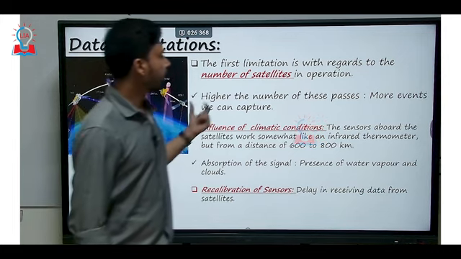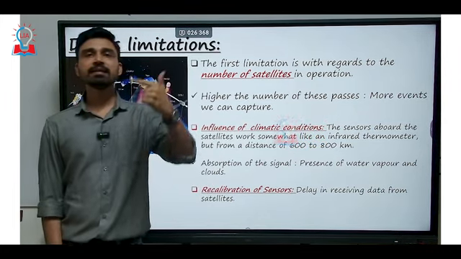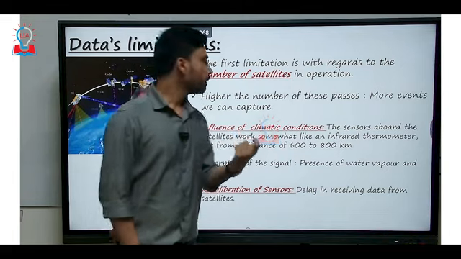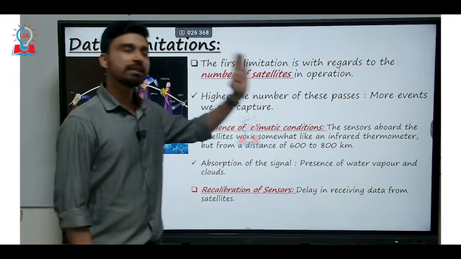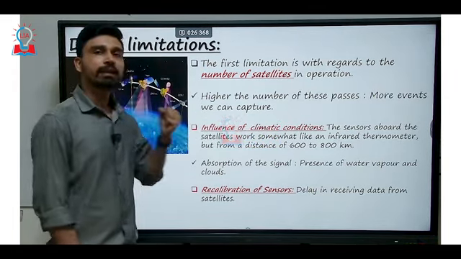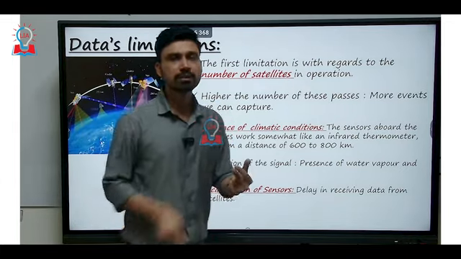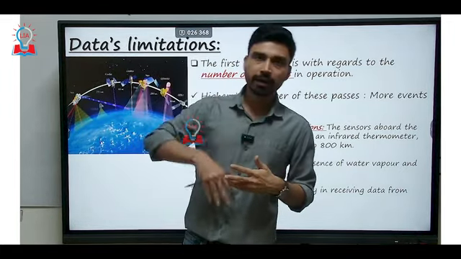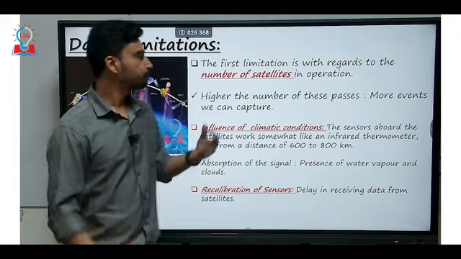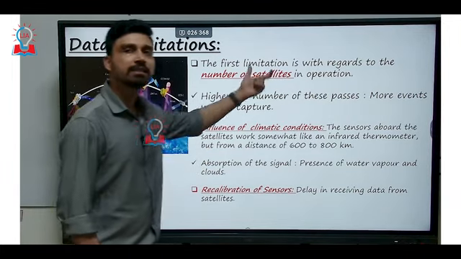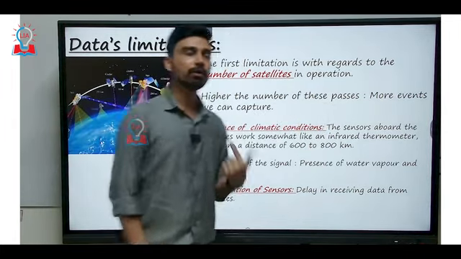Second, the number of passes that the satellites make is also limited, and that is why if the number of passes increased, there would be more events that we can capture. But unfortunately, as of now, since India is dependent on other organizations or other countries for collecting this data, we have not been able to increase these satellite passes over India.